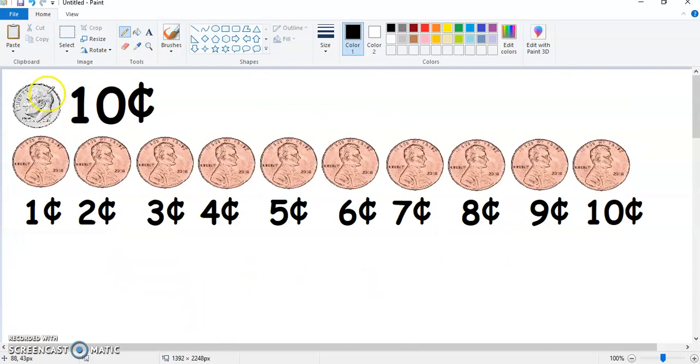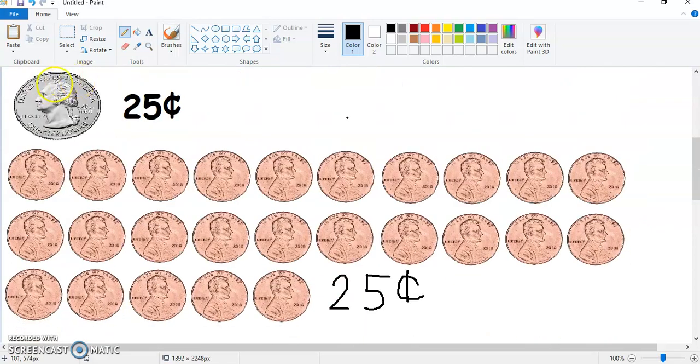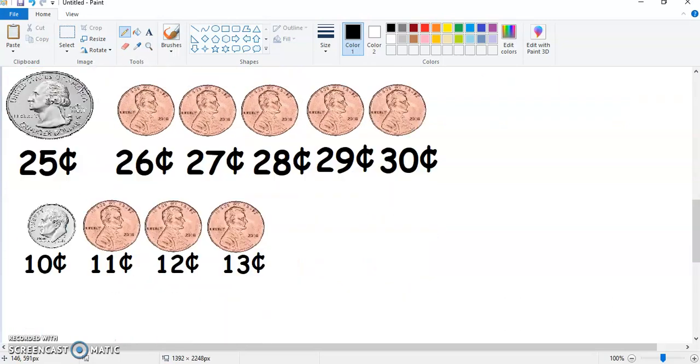So when we look at a dime, we say 10 cents. When we look at a quarter, we say 25 cents. All right, so let's look down here. Let's say that we had 1 quarter and 5 pennies. How much money do we have?